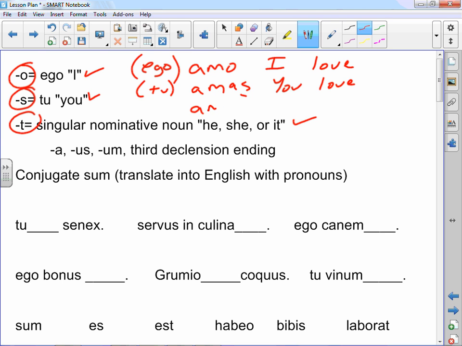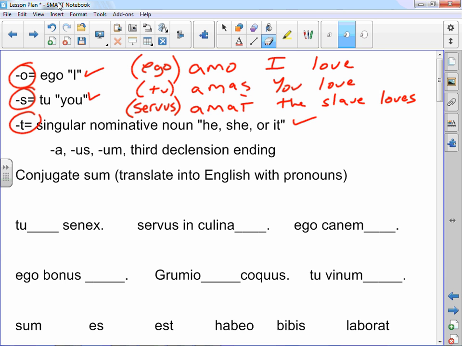With a T, so far you're getting a subject of some kind. For example, servus in the nominative form, and you get the slave loves. You're going to have to identify verbs based off of their endings and how to translate each one of them. So be aware that you're going to be looking at these S's and these O's and these T's to determine who the subject of those verbs might be.